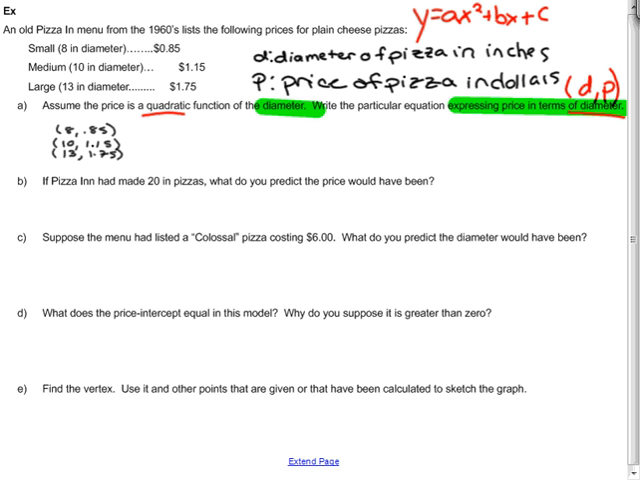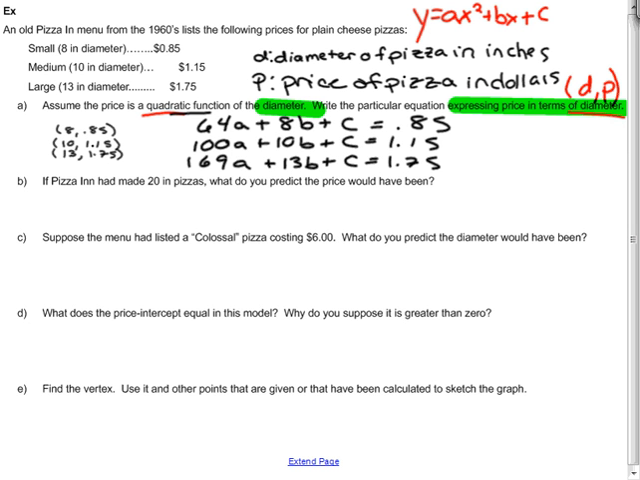And in order to do that, I have to pull out my coordinate points. An 8-inch pizza costs 85 cents, a 10-inch pizza costs $1.15, and a 13-inch pizza costs $1.75. I have my 3 coordinate points. I now substitute in my 8 for my x values, my 85 cents for my y, or 0.85 technically, because it's in dollars. And the same thing. So I'm going to end up with 3 equations to work with.